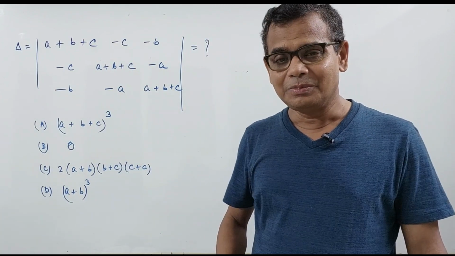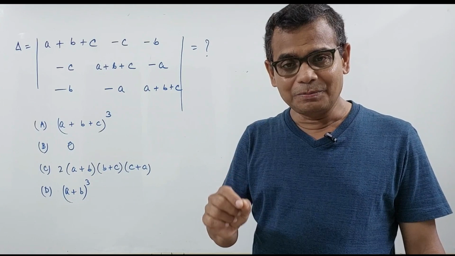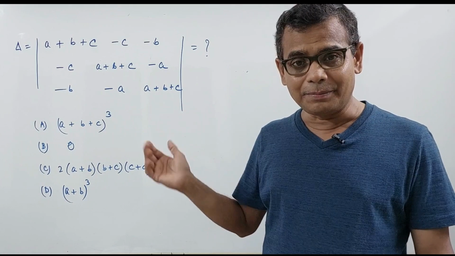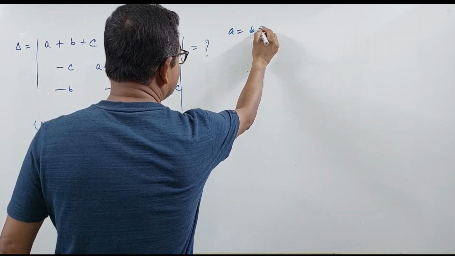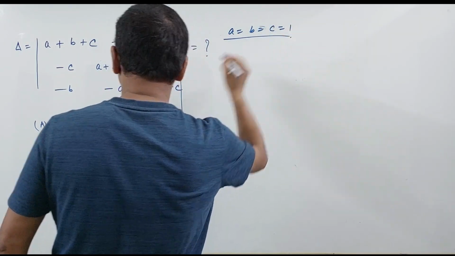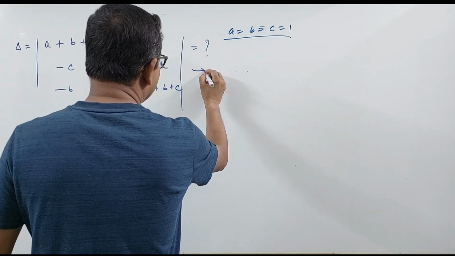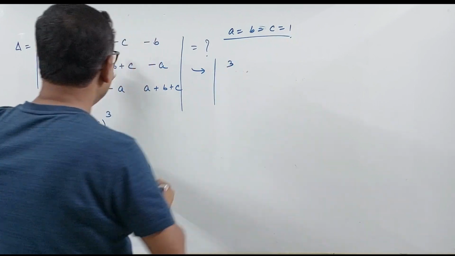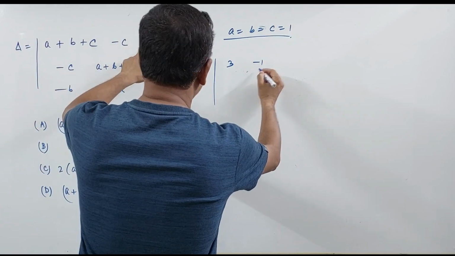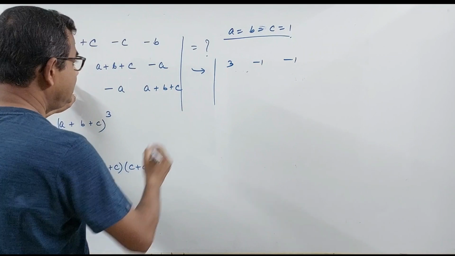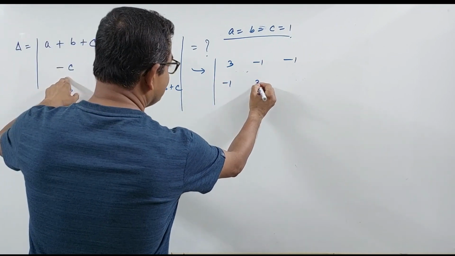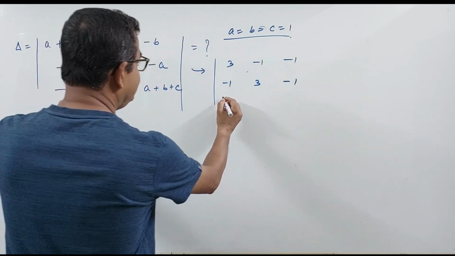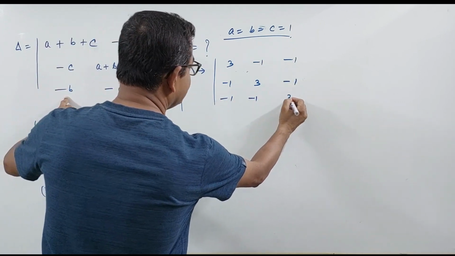Let us assume a equal to 1, b equal to 1 and c equal to 1 and see what happens. A equals b equals c equals 1. Now this determinant becomes a plus b plus c, that is 3 here, minus c, that is minus 1, minus b, that is minus 1, minus c, that is minus 1, a plus b plus c, 3, and minus 1 and minus 1 and 3.